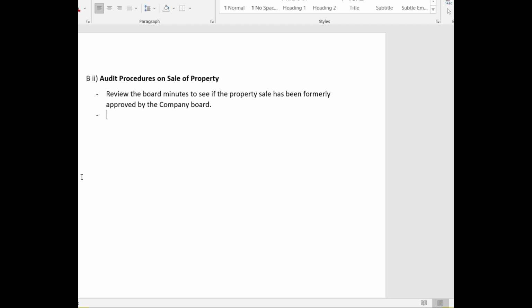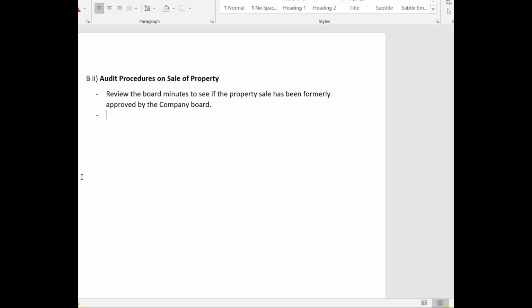So the procedure we did was the review, on the board minutes, to find out whether the sale of the property was approved by the board or not. So we completed this procedure. See how short. These procedures and evidences are always easy marks in the exam.